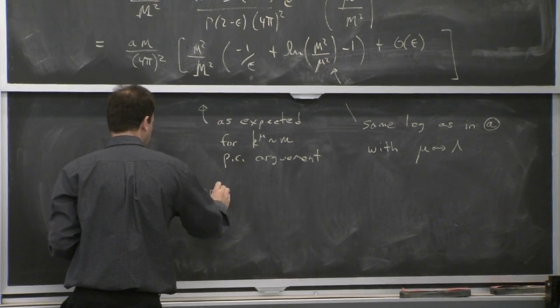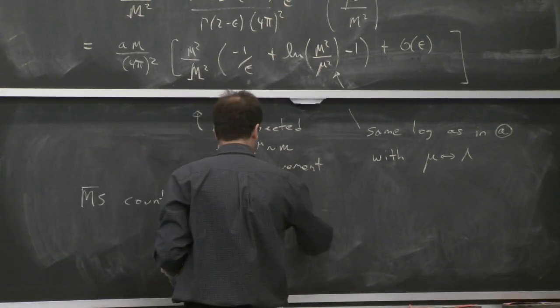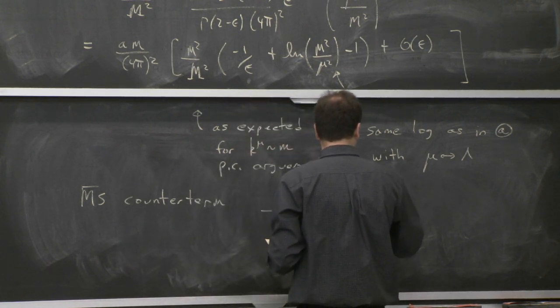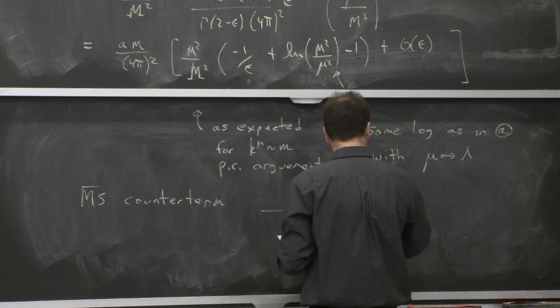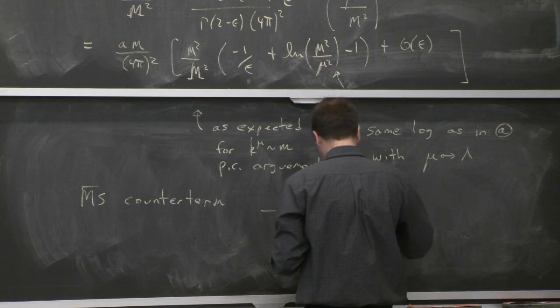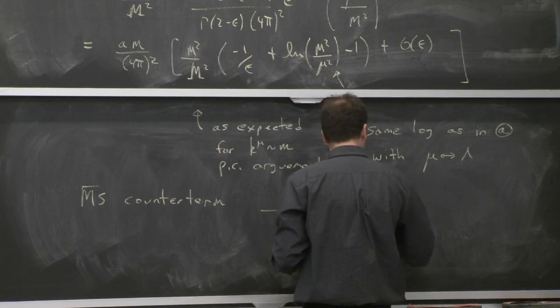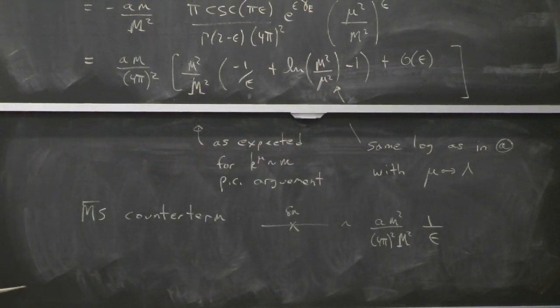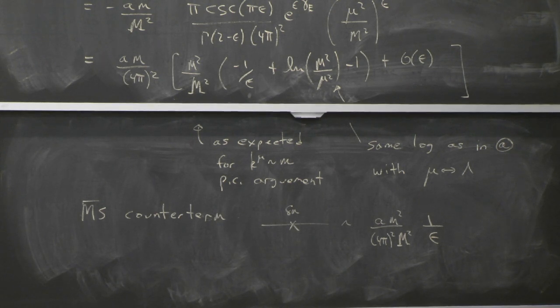And if we wanted to write down the MS-bar counterterm, some correction to the mass, it would go like a m squared. The diagram would look like just the 1 over epsilon pole in MS-bar. OK, so the two regulators seem to give us kind of similar results, but not exactly identical results. And the question is, how should I think about this? What's the right way of thinking about this extra term?